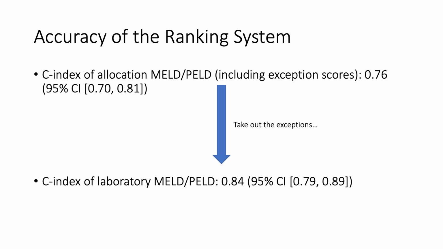Next, we looked at the accuracy of the ranking system. So our C index of allocation MELD, PELD, and this includes all allocation scores, was 76%. So another way to describe this is 76% of our cohort study was rank ordered correctly in terms of their pre-transplant mortality risk if we used exception scores. But when we took out the exceptions, it was more accurate. The C index of laboratory MELD PELD scores was 84%.